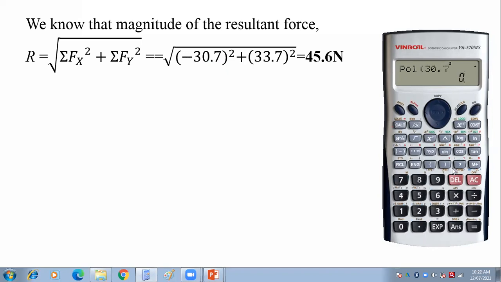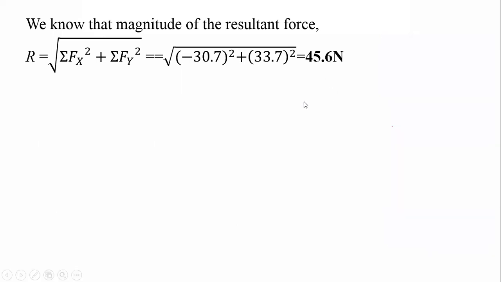Now you simply put the value 30.7, then a comma, then 33.7, and bracket complete. You do not need to put the under root sign or the square terms. You only have to enter this value, comma, this value, bracket complete, and you'll get the same answer, 45.58, which is 45.6 Newton. This is a small trick available in the calculator, and you must know about it.